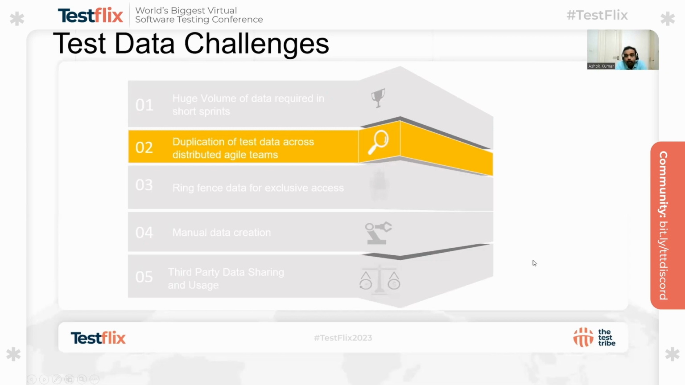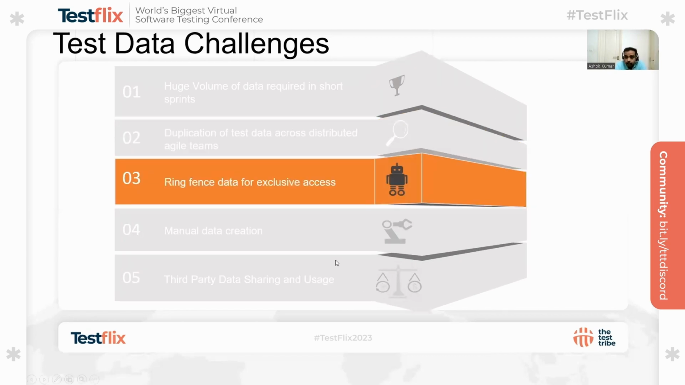The next challenge is, again, around agile teams becoming much more siloed as they mature in their agile structure. What we have noticed is teams start creating this data individually within their own agile teams, and there are multiple duplicate records of data existing for the same data scenario within the environment itself.